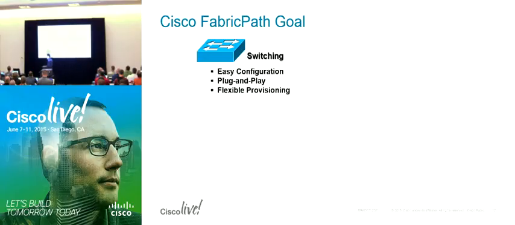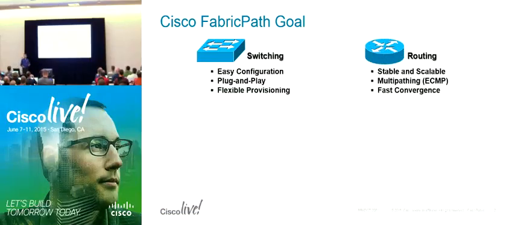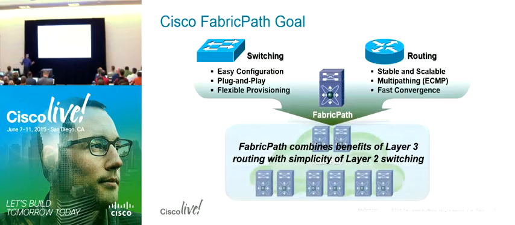We would like to take the best of the switching world, which is plug and play, easy provisioning and configuration, and take the best of the layer 3 world, which is stability and scalability. Remember, I mentioned some of the massive data centers are built using layer 3. We want to bring some of that into the layer 2 fabrics. Then also, we would like to be able to leverage multiple paths within the network, so ECMP. And of course, routing protocols are very well known for fast convergence. As a result, if we combine the two, we get the FabricPath.